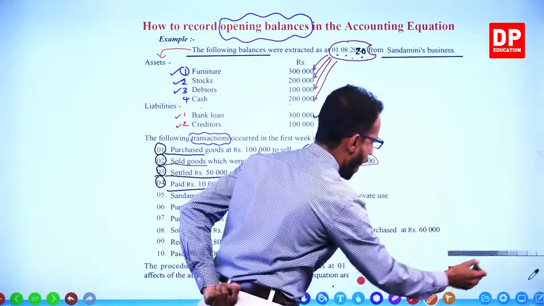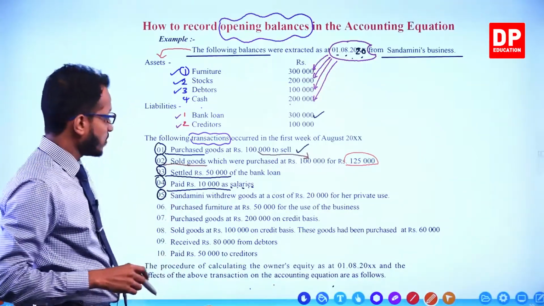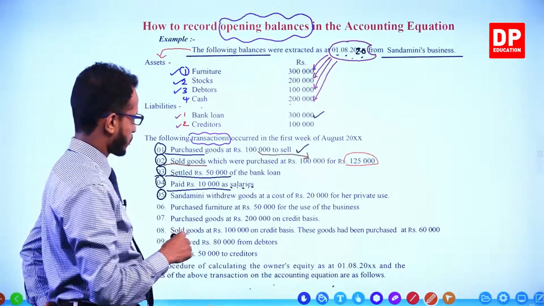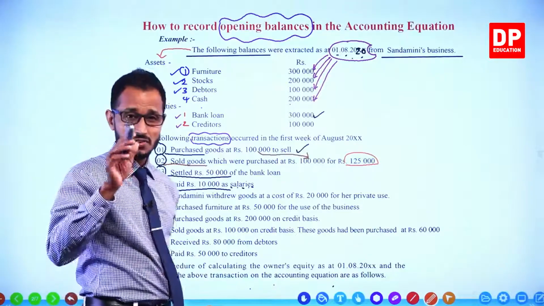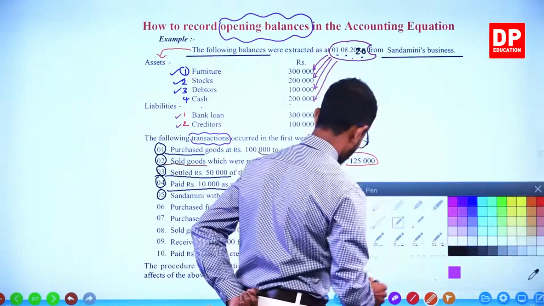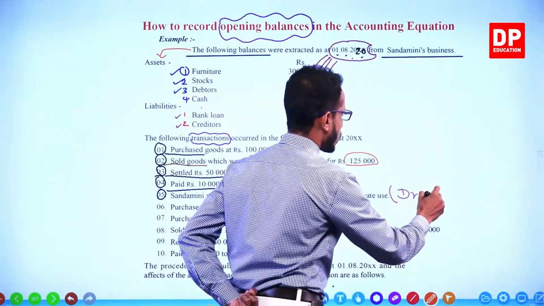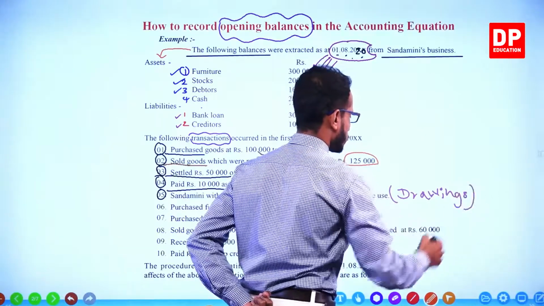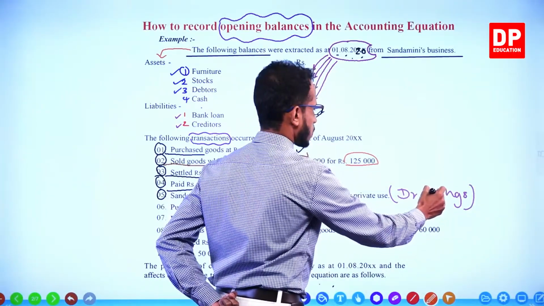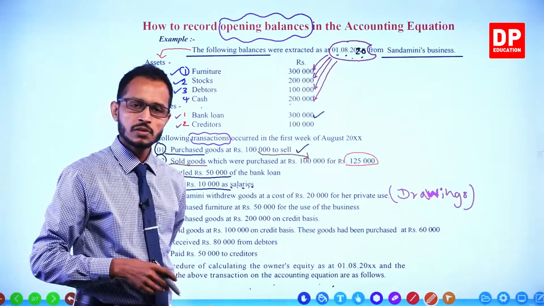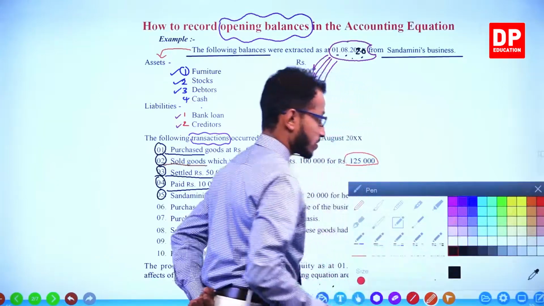Let's finish this off. Fifth transaction. We are half done. Sandamini withdrew goods at a cost of 20,000 for her private use. Well, I did this in a previous exercise. Owner's drawings, children, drawings. But here, what drawings?